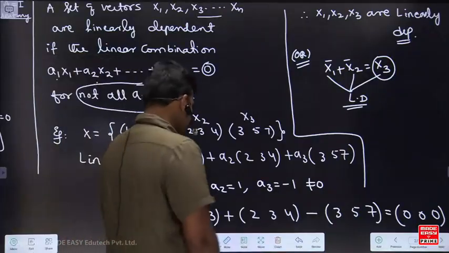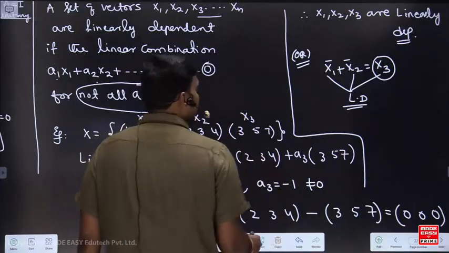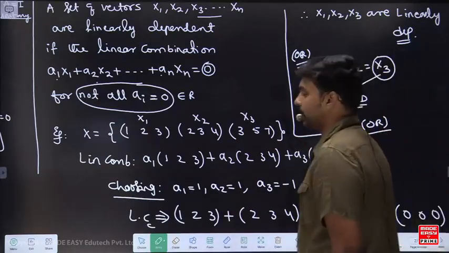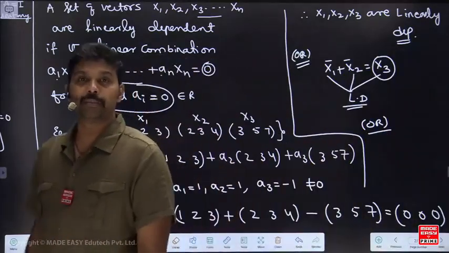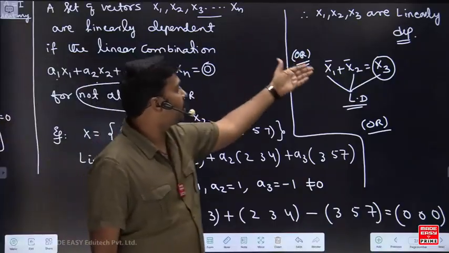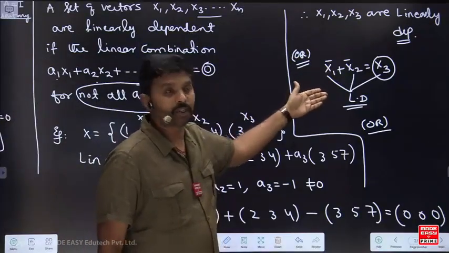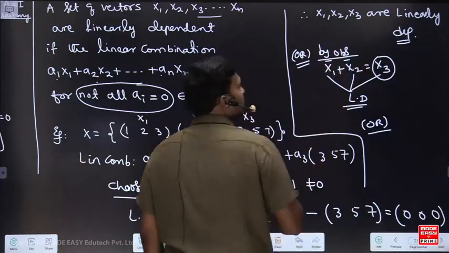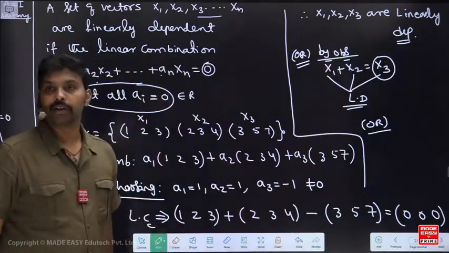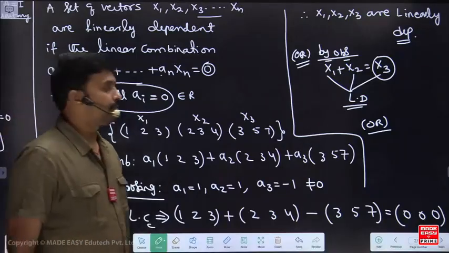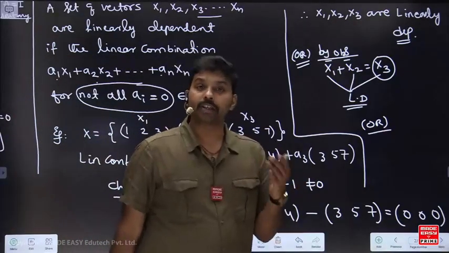Now what is the other way of understanding linear dependency? One is this way, the second one is this way, by observation. I can say by observation.